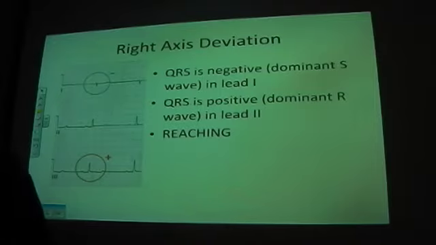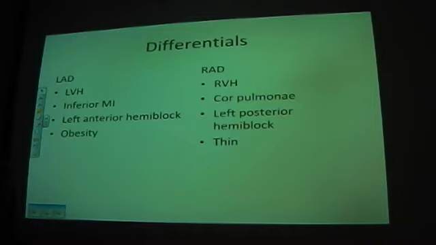Causes of this: ventricular hypertrophy is the most common one. In left axis deviation, you're also looking at inferior MIs. In right axis deviation, you can get right atrial enlargement secondary to chronic lung disease, so cor pulmonale.